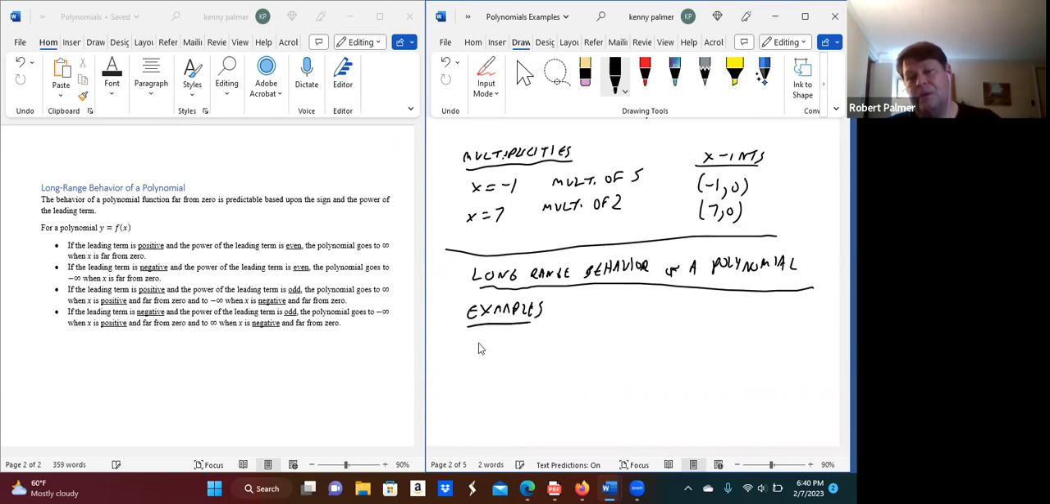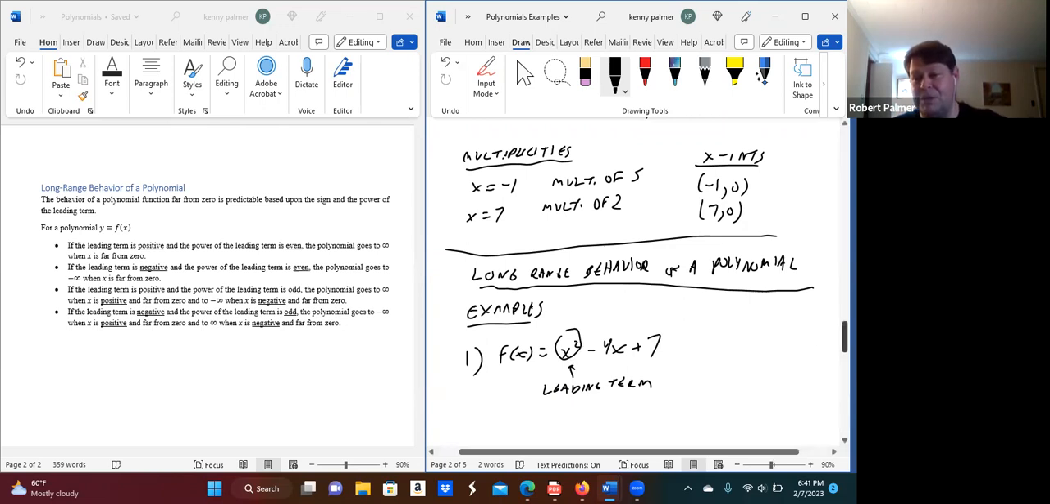Okay, so number 1, let's say we just do a quadratic one. So f of x equals x squared minus 4x plus 7. Now, my leading term is positive x squared. And it turns out far from 0 is basically just like x squared. All this other stuff is important close to 0. It's not as important far from 0. So look at the leading term.